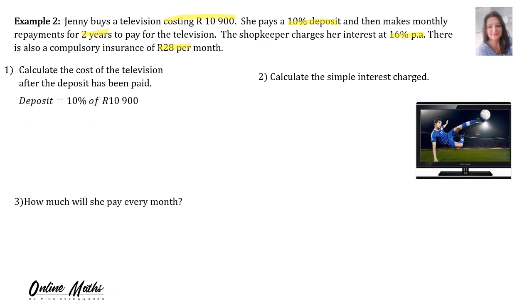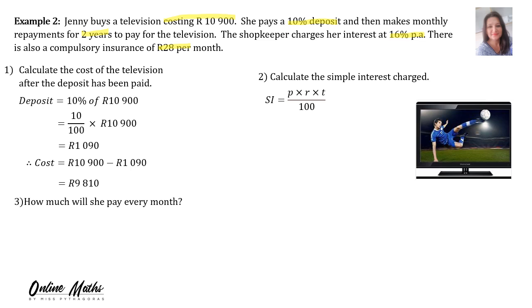Number 1, calculate the cost of the television after the deposit has been paid. So we start by saying deposit is 10% of 10,900 Rand. And then 10% is 10 over 100, and of is times 10,900. Therefore, the deposit is 1,090 Rand. The cost, however, is the original price, the 10,900 minus the 1,090 of the deposit. Therefore, it's 9,810.